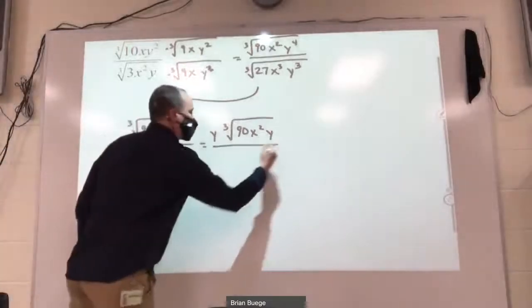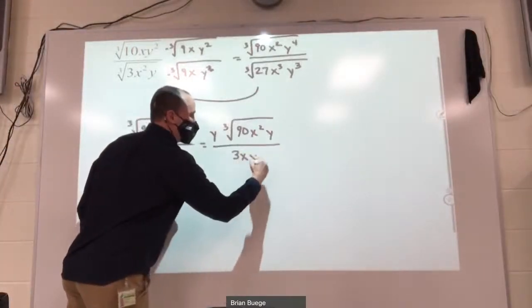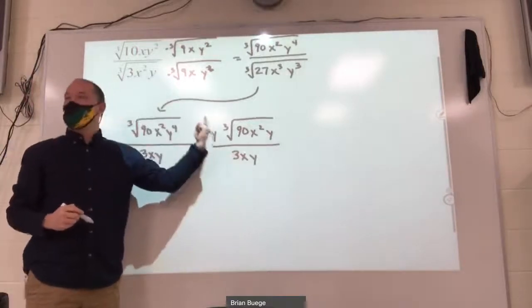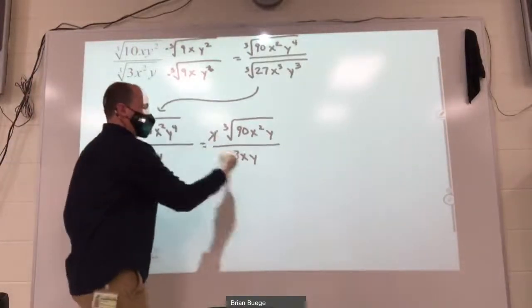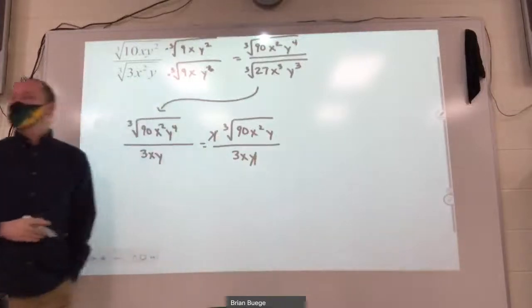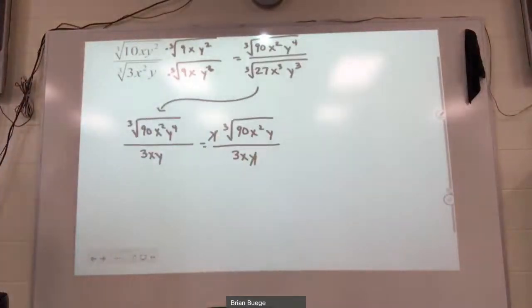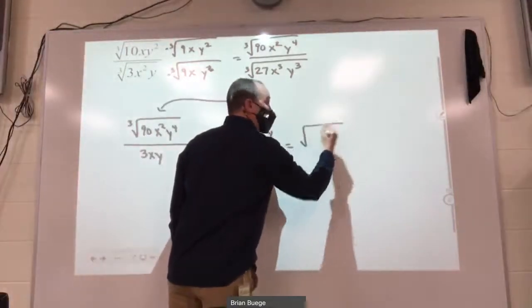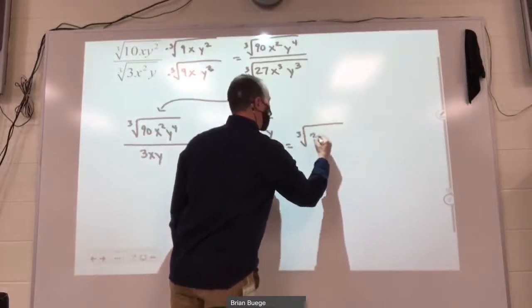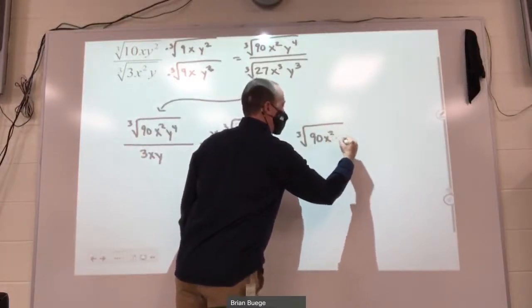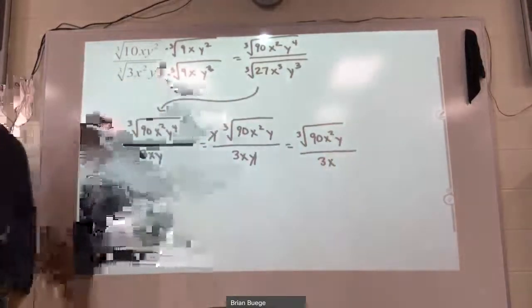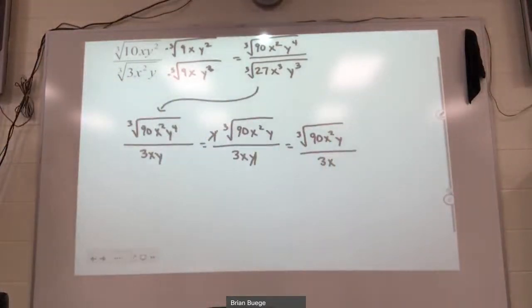The only reason why that's important is because now, if you take a look, I've got a y out front here, and I've got a y down there. Now I can cancel those. And there's your final answer right there. So there was one last thing that we could do when we simplified that. So final answer to this problem: cube root of 90x squared y over 3x.